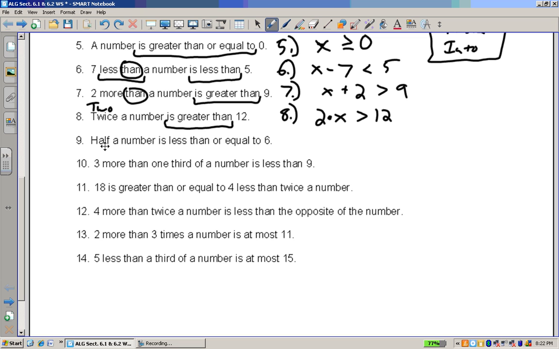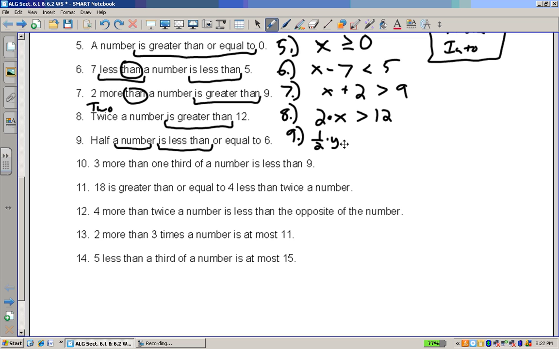Number 9, half. You could treat half two ways. It could be something divided by 2, or it could be 1/2 times. So half could be, say, x divided by 2, or it could be 1/2 times x. Either way would work. So half a number, 1/2 times, since they say a number, we get to pick x, y, q, theta, whatever. Let's use y this time. So half a number, 1/2 times y. Again, we could also say y divided by 2. It doesn't matter.